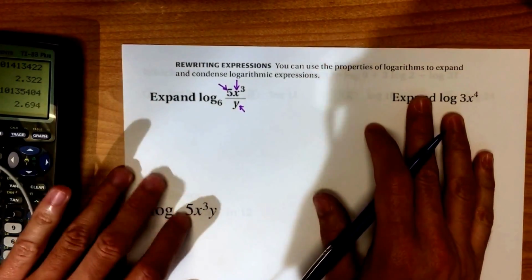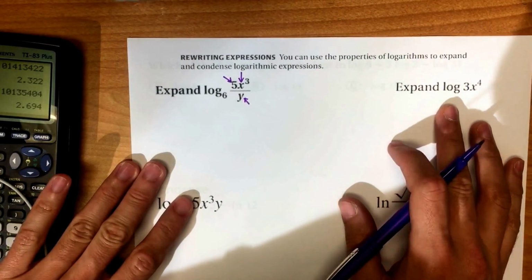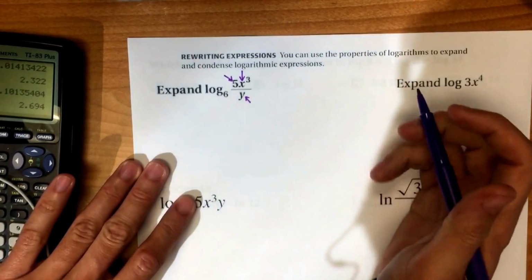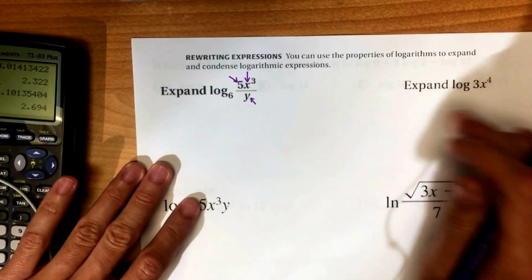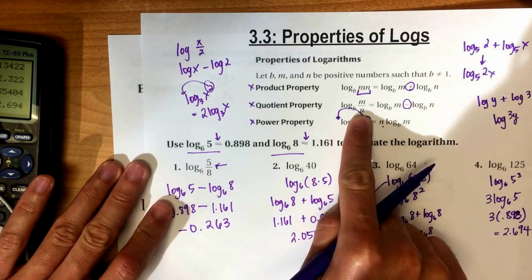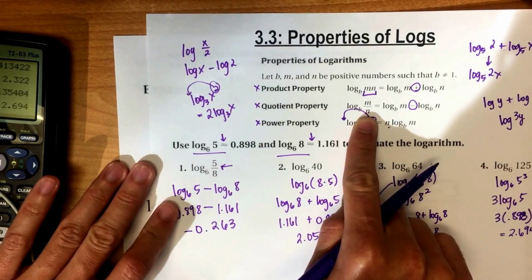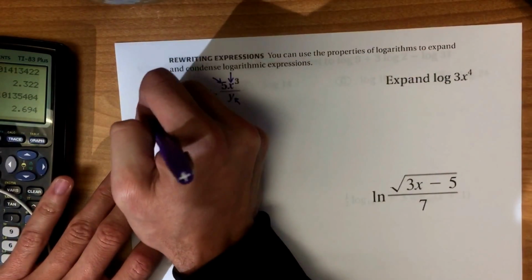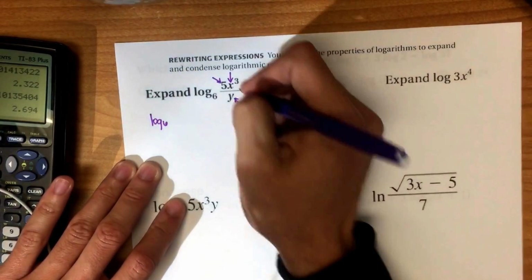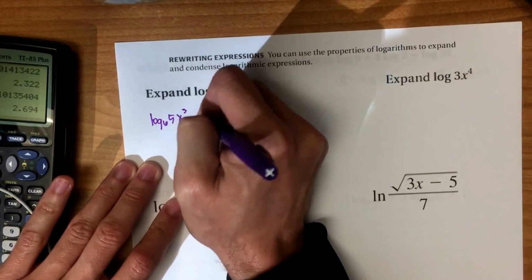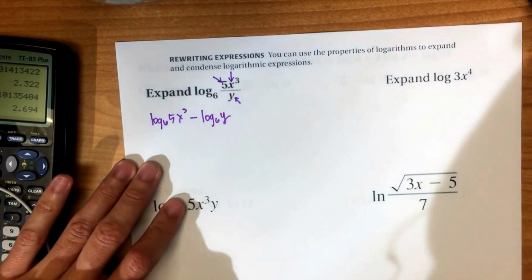So how am I going to split this, and what order should I do them in? The first thing you always do, if you have a fraction, always split the fraction apart. According to our quotient property, anytime you have a fraction, all you're going to do is split the fraction apart using subtraction. So we're going to write this as log base 6 of the numerator, 5x cubed, and we're going to subtract log base 6 of the denominator, which is y.